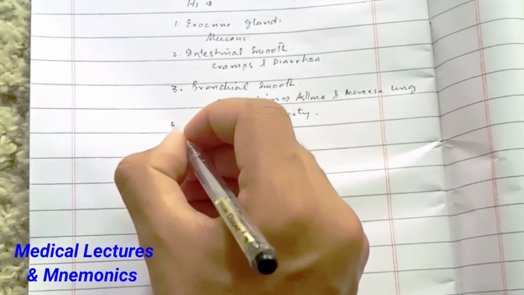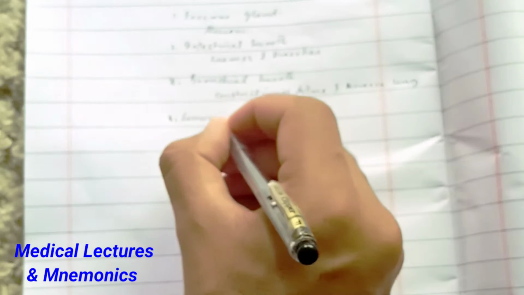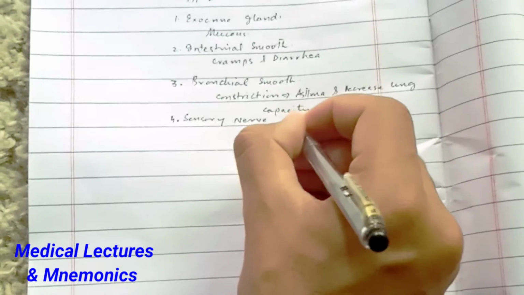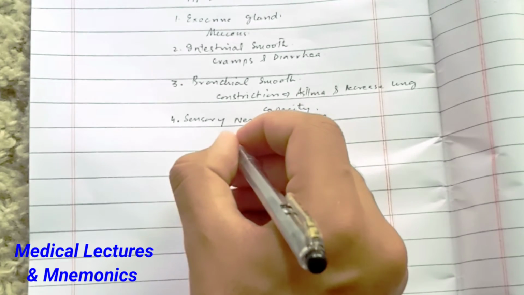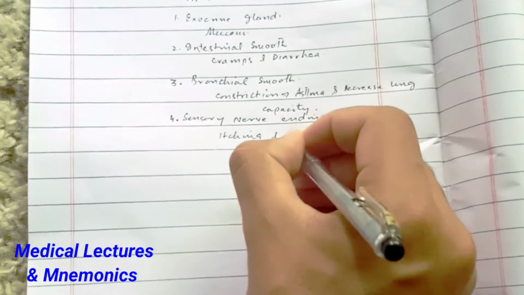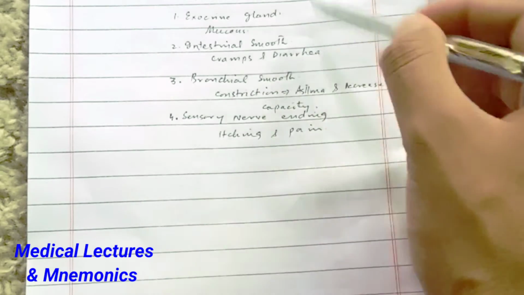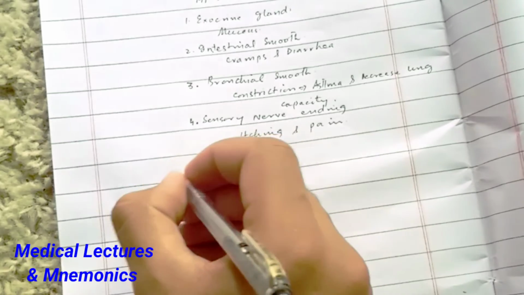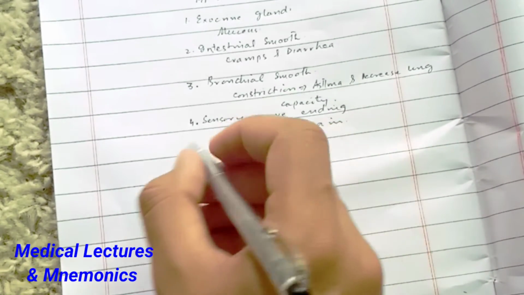Third, when histamine acts on the H1 receptor on sensory nerve endings, it will cause itching and pain. So these are the responses which are mediated by the H1 receptor.